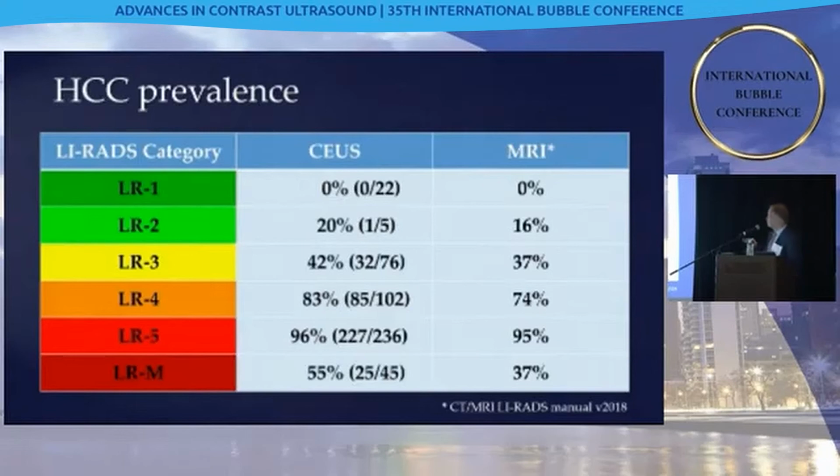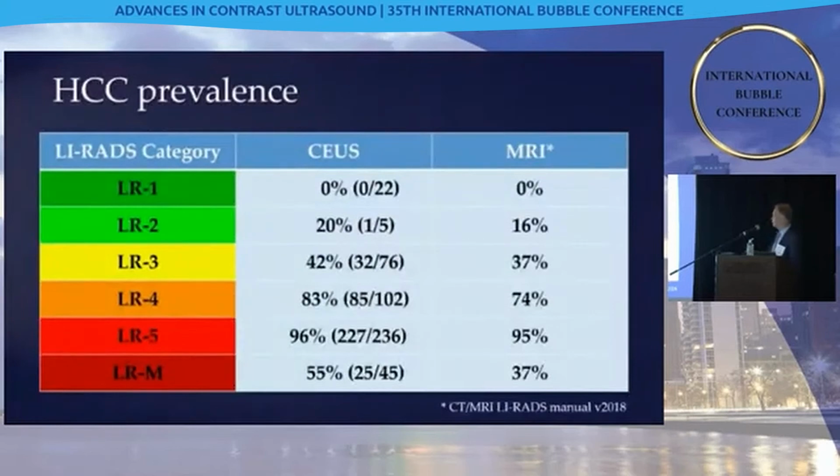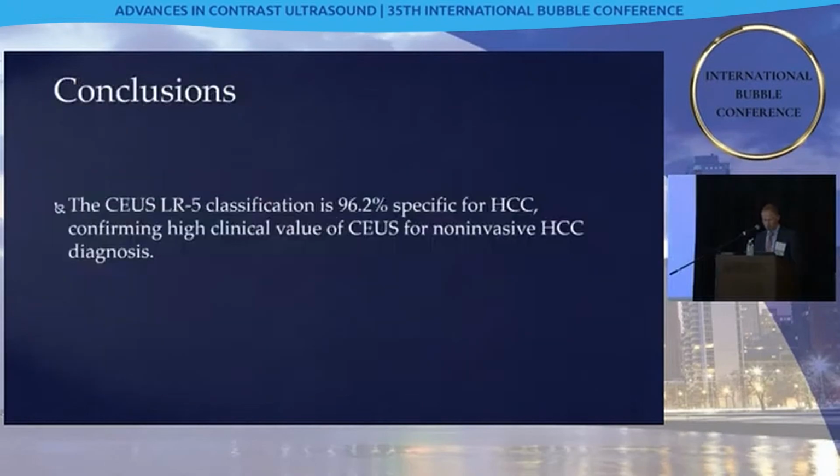And this is a slide that shows HCC prevalence per group. LI-RADS 1, again, 0. This was an HCC that showed up as a flash-filling hemangioma, quote-unquote, on contrast-enhanced ultrasound. And 96% of all LI-RADS 5 lesions were HCCs. Slightly better than MRI with LI-RADS 5, slightly better than MRI with LI-RADS 4. And about half of those LI-RADS M lesions that we diagnose on contrast-enhanced ultrasound turn out to be HCCs, slightly better than MRI.